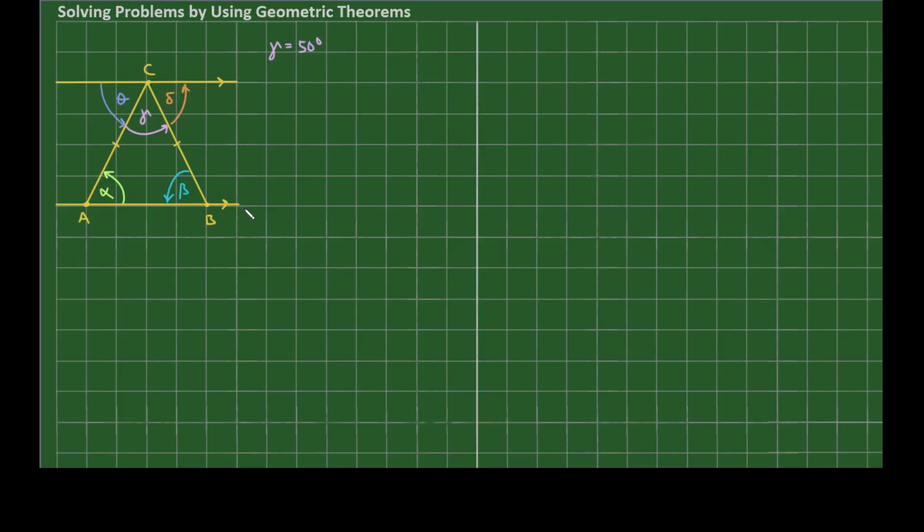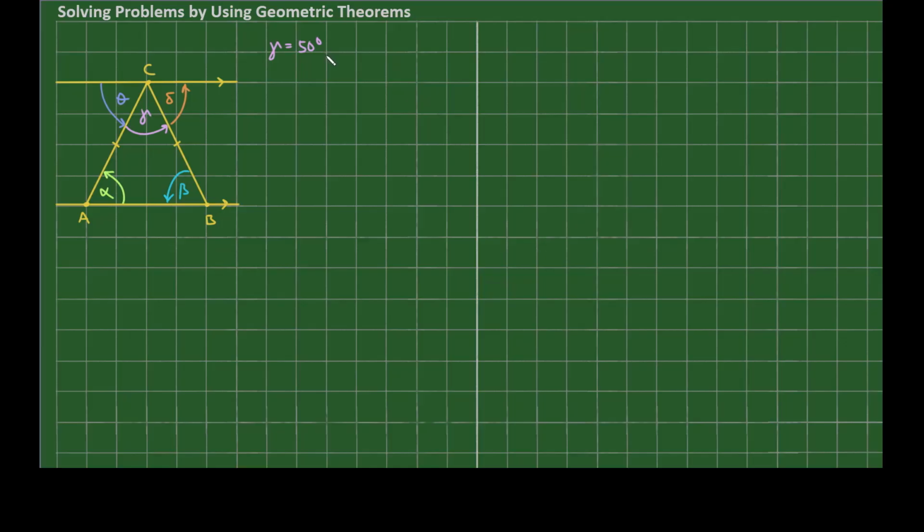There is a lot going on here. We have parallel lines that are indicated by these arrowheads, and within those parallel lines, we have an isosceles triangle. How do I know that this is an isosceles triangle? These bars are telling me that side AC is the same as side CB. And a triangle with two equivalent sides is an isosceles triangle. The only value given to us is the magnitude of angle gamma, 50 degrees.